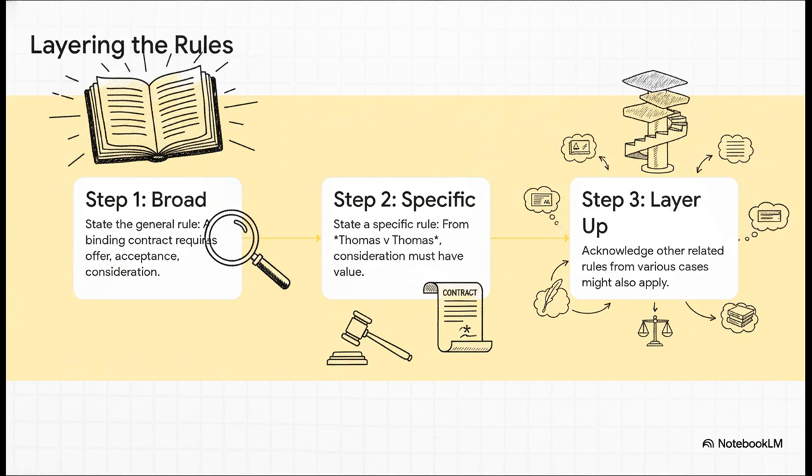Look at step 1. You start broad. You state the big general rule. A binding contract needs an offer, acceptance, and consideration. Simple enough. Then, step 2, you zoom in. You focus on the part of the rule that's actually in question, in this case, consideration, and you bring in a more specific rule, maybe from a famous case like Thomas v. Thomas. And check out step 3. You also have to acknowledge other related rules. It's not about finding one magic bullet rule. It's about building up a whole legal picture that shows you understand the entire landscape.